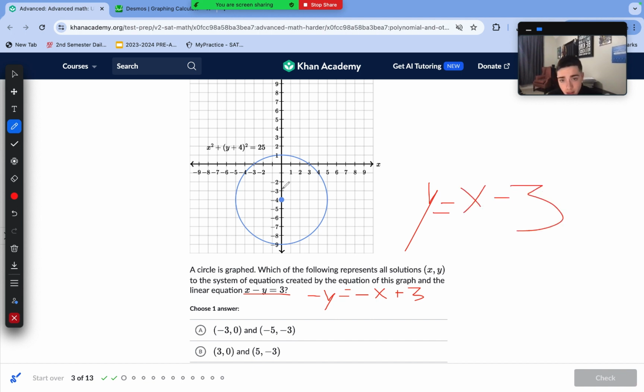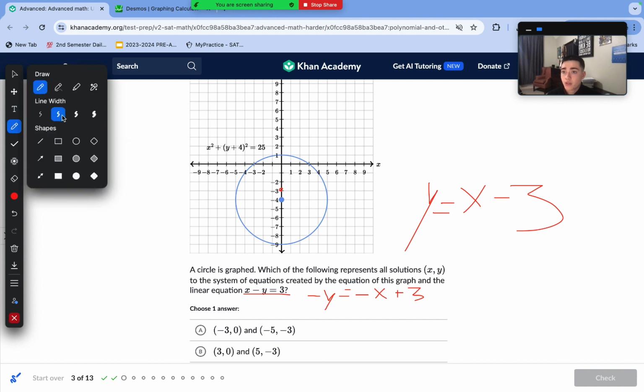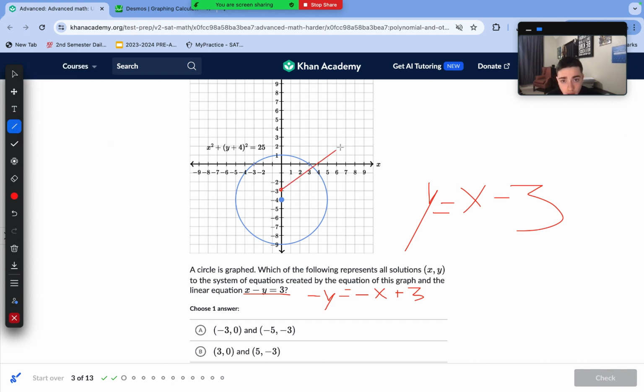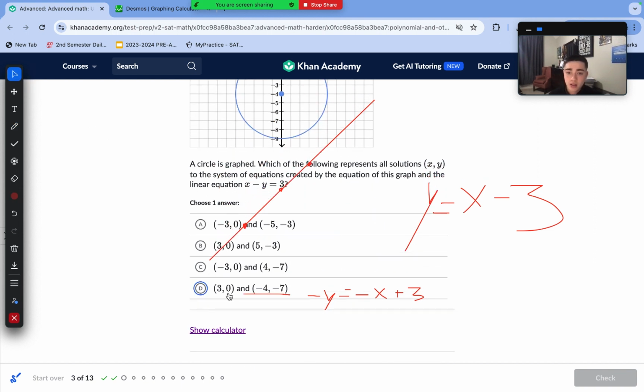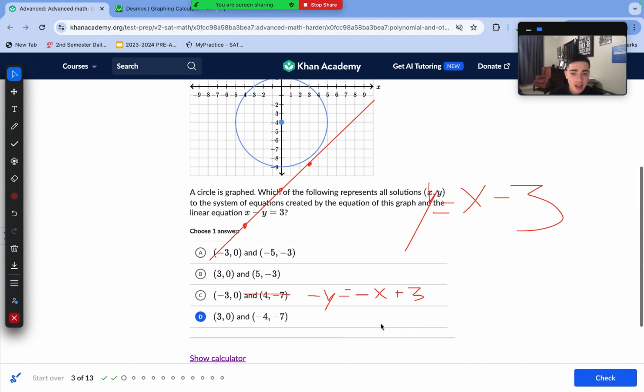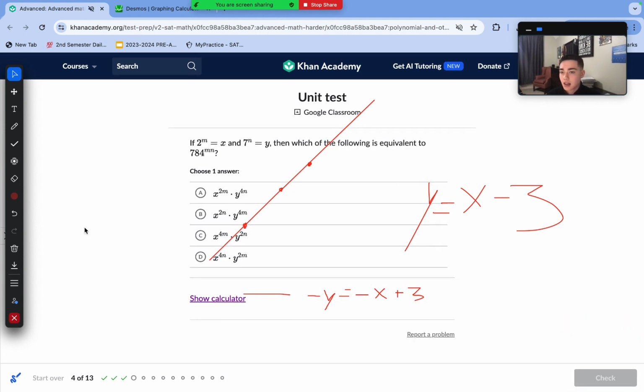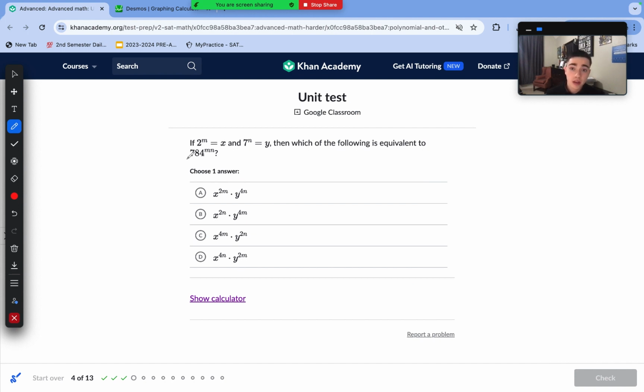Let's go ahead and graph this. x minus 3, and then slope of 1 throughout that. So our line looks like this right here. So our linear equation looks like this right here. And now we're going to find the two solutions, which is negative 4 comma negative 7 and 3 comma 0, which matches answer choice D right here. So that is correct.